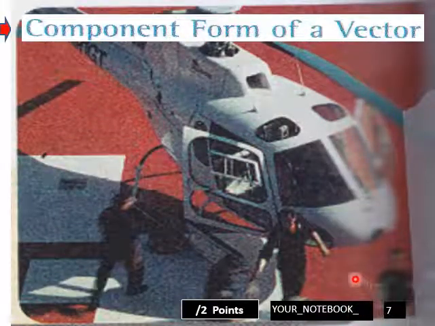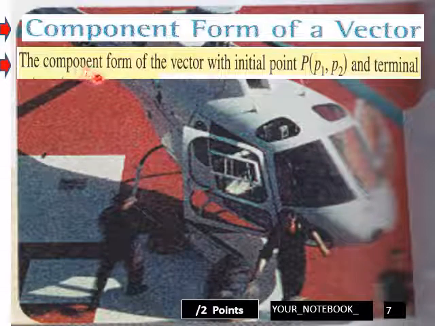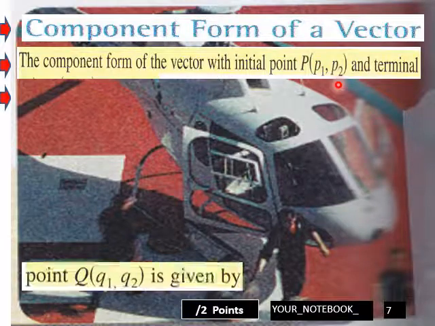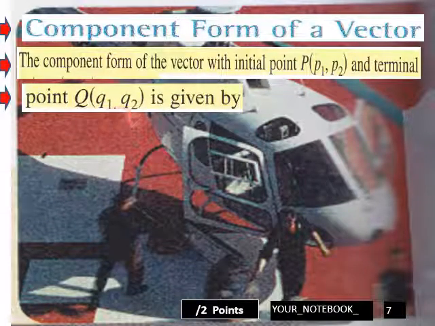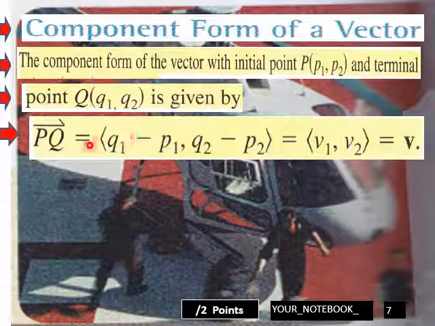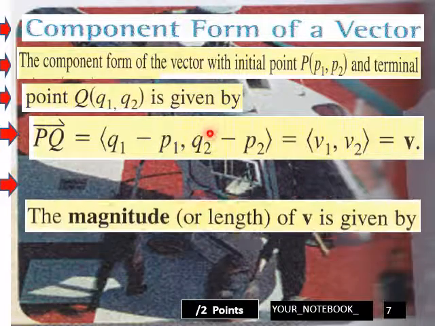Notebook page 7, component form of a vector. The component form of the vector with initial point p1, p2 and terminal point q1, q2 is given by vector pq equals q1 minus p1, q2 minus p2. So this is your initial point, this is your terminal. Terminal minus initial equals v1, v2, which equals your vector. So this is your vector value here, determined by the difference of your initial point and your terminal point.